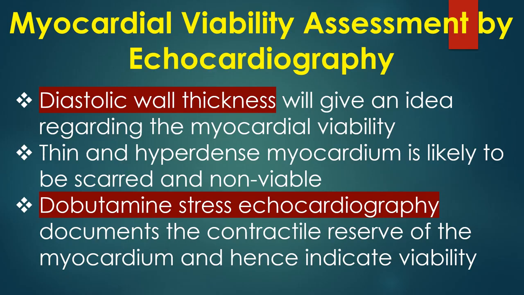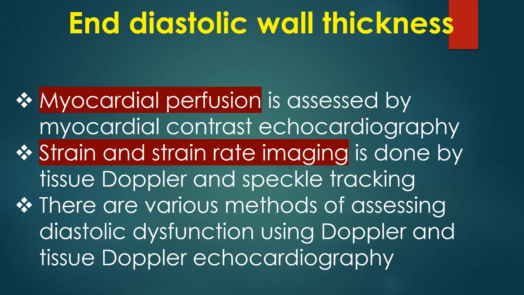Myocardial viability assessment by echocardiography. Diastolic wall thickness will give an idea regarding the myocardial viability. Thin and hyperdense myocardium is likely to be scarred and non-viable. Dobutamine stress echocardiography documents the contractile reserve of the myocardium and hence indicates viability. Myocardial perfusion is assessed by myocardial contrast echocardiography. Strain and strain rate imaging is done by tissue Doppler and speckle tracking.